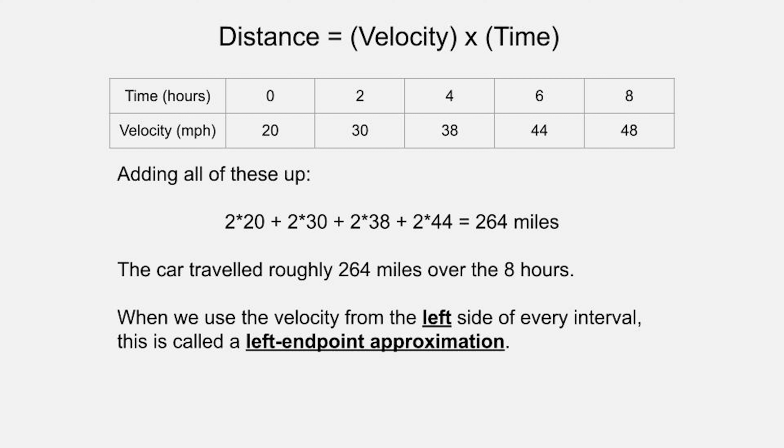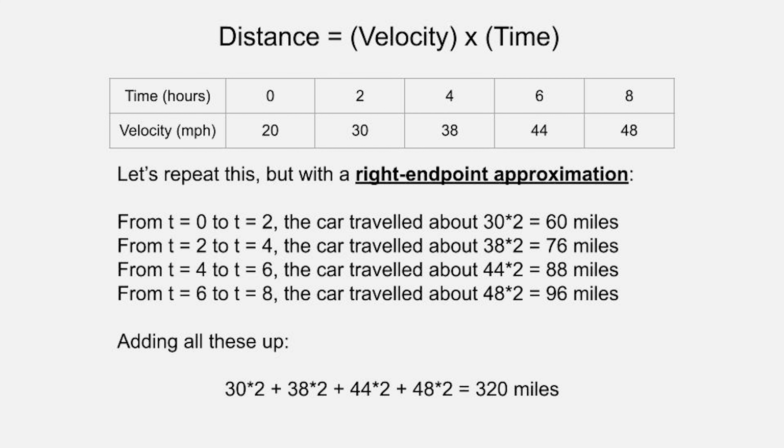Now, when you always use the velocity from the left side of every interval, this is called a left endpoint approximation. And just to get a better sense of the actual distance traveled, let's also compute the right endpoint approximation, just so we can compare the two.